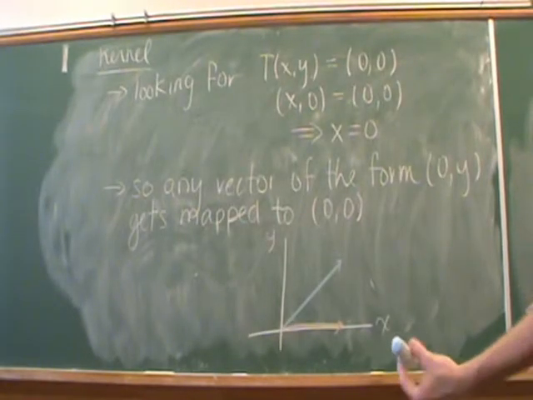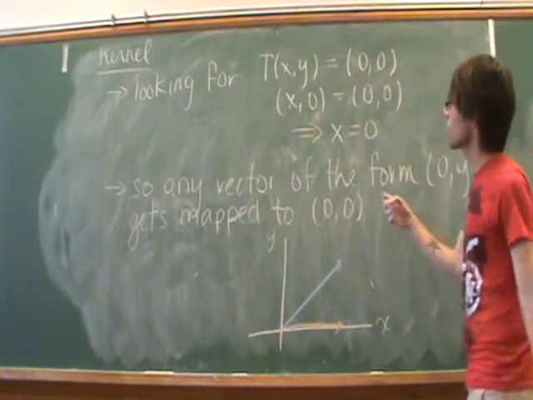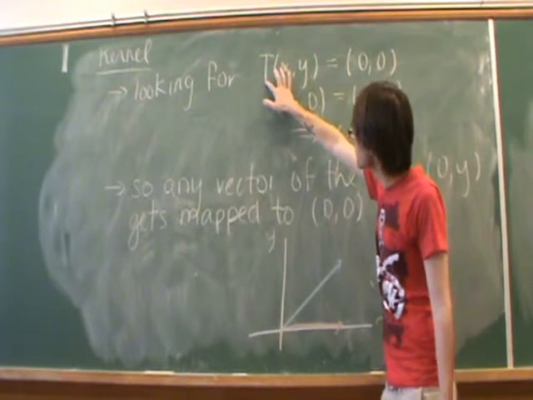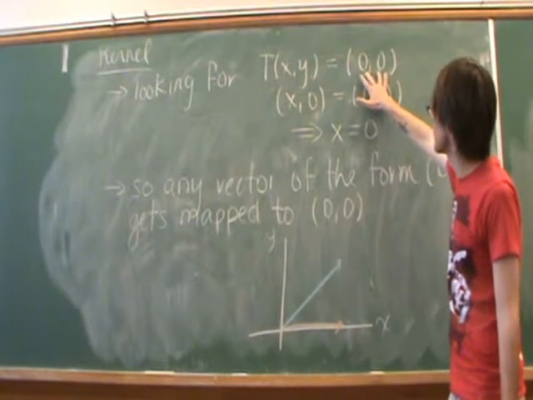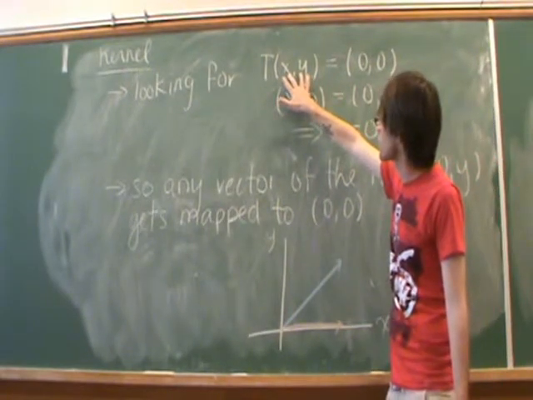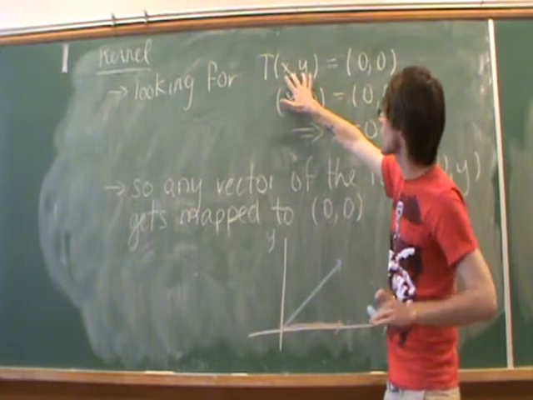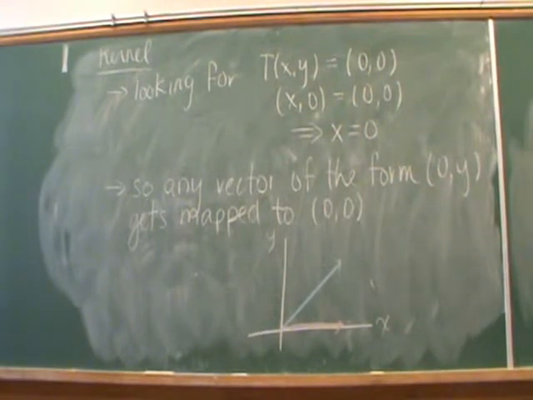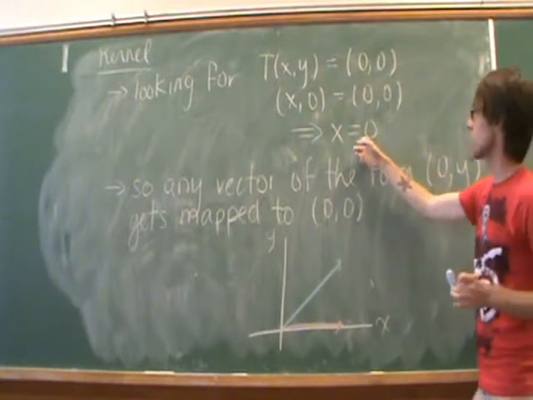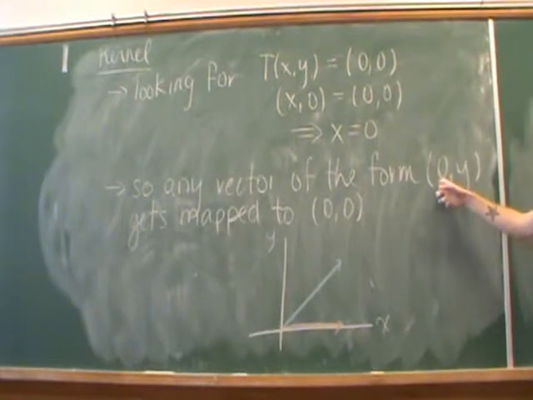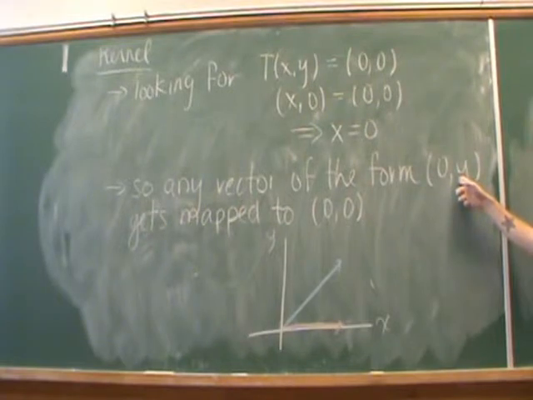So let's talk about the kernel first. Essentially what we're looking for is the set of (x, y)'s that, when we go through T, we end up with the zero vector of R2. Now we know the rule for our linear transformation. It projects onto the x-axis, so we lose all of the information in the y component. So this implies that x has to be equal to 0, or that any vector of the form where our first component is 0 and we have any number in the second component gets mapped to the 0 vector.